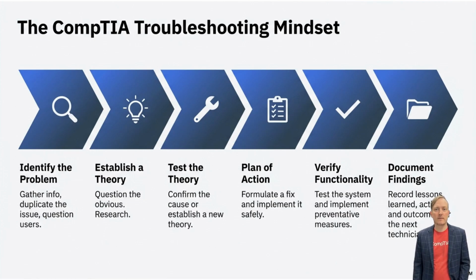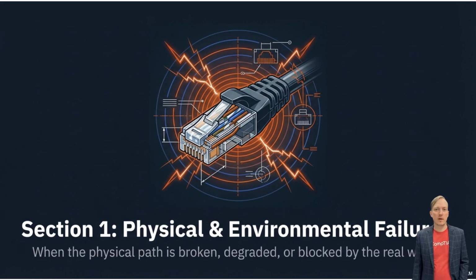Step 5, verify full functionality and implement preventative measures. Finally, Step 6, document your findings, lessons learned, and outcomes for the next technician. Moving into Section 1, we tackle physical and environmental failures. This is what happens when the physical path of your data is broken, degraded, or blocked by the real world.